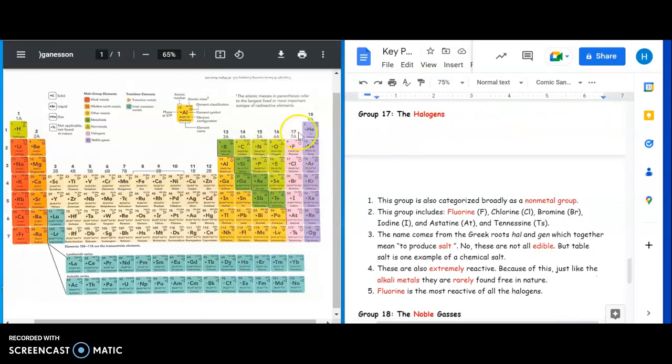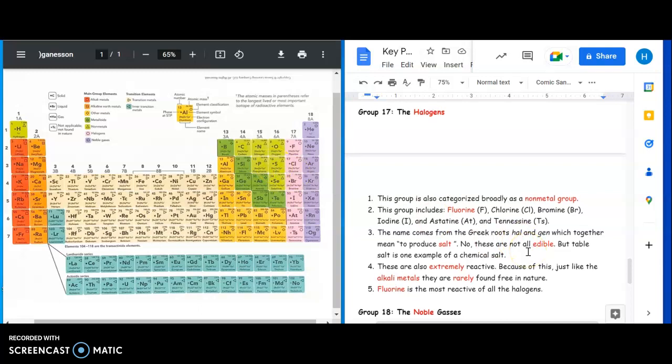Group 17, so this group right here is still technically broadly categorized as a non-metal group because it's on the right side of that stair step. This group includes fluorine, chlorine, bromine, iodine, astatine, and tennessine. It's one of the new ones there. The name comes from the Greek roots hal and gen, and together that meant to produce salt. Salts chemically are when we take one of these non-metals and combine it with one of especially these first two column metals. But anytime you take a metal and a non-metal and put them together, we call it a salt.